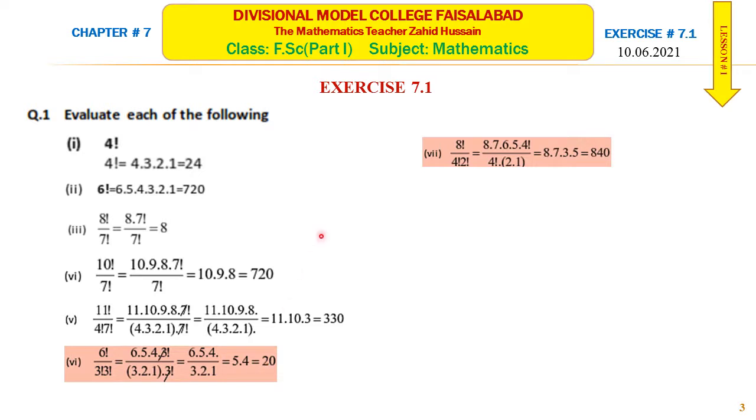Seventh part is also included in the syllabus, which is 8 factorial over 4 factorial into 2 factorial. So we will write 8 factorial till 4 factorial. This is 8, 7, 6, 5, 4 factorial. In the denominator 4 factorial as it is and write 2 factorial as 2 into 1. This 4 factorial is cancelled with this 4 factorial and this 2 is cancelled with 6, or you can cancel 8 with the 2. So 8, 7, 3, 5. Multiply 8, 7, 3, 5, we will get 840.